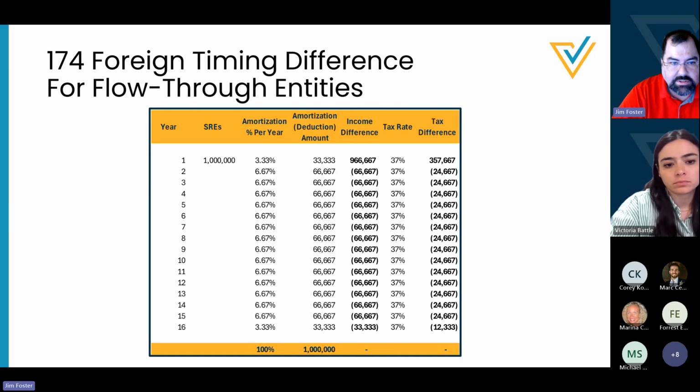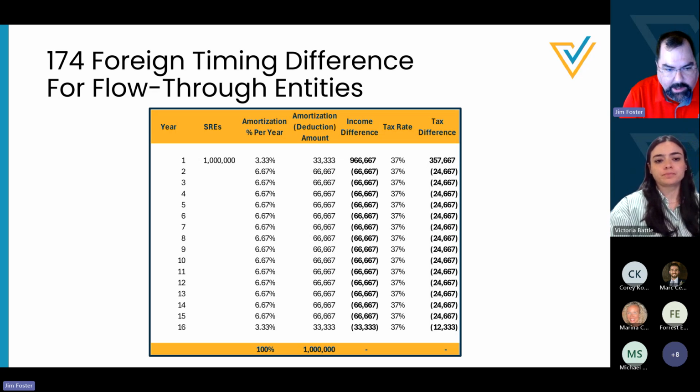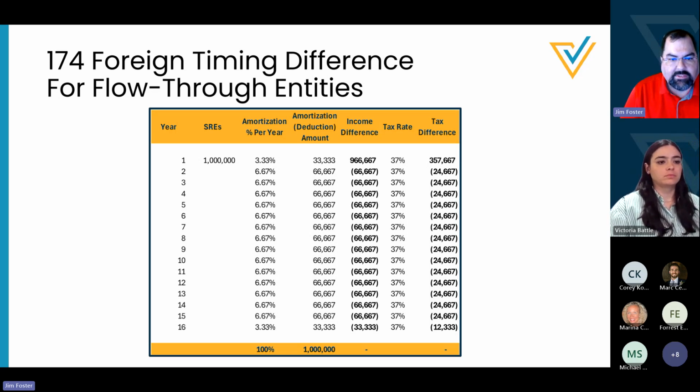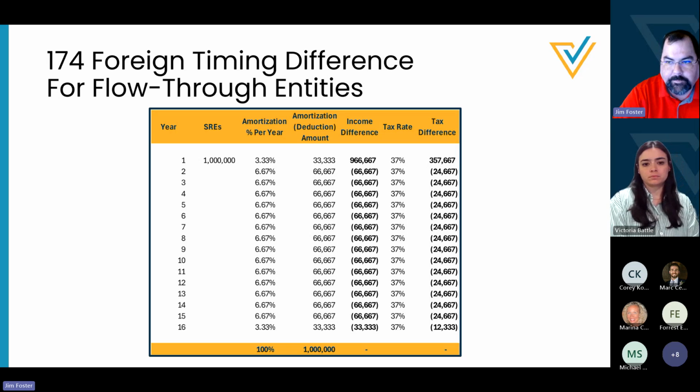If you have foreign costs, let's say you had $1 million in foreign cost, you only get 3.33% in that first year as a deduction, and the rest stays in income. And then you're only picking up 6 1/3 for the rest of the years until the last year. This means it takes a lot longer to recoup those amounts back, according to the timing difference. This is also especially noteworthy because a lot of the legislation that I've seen proposed to fix 174 talks about fixing the domestic amortization, but leaves in the foreign amortization.